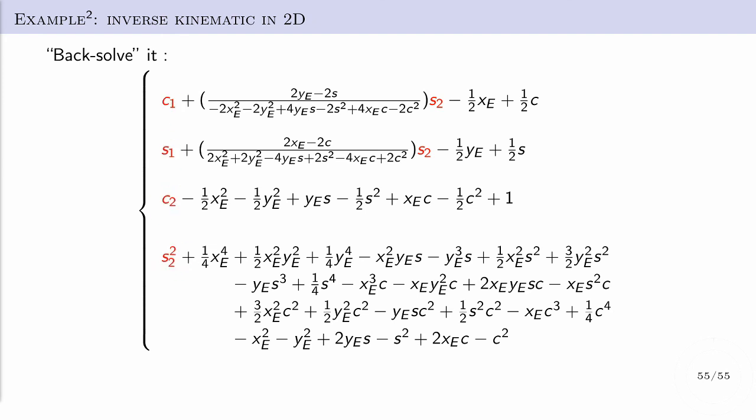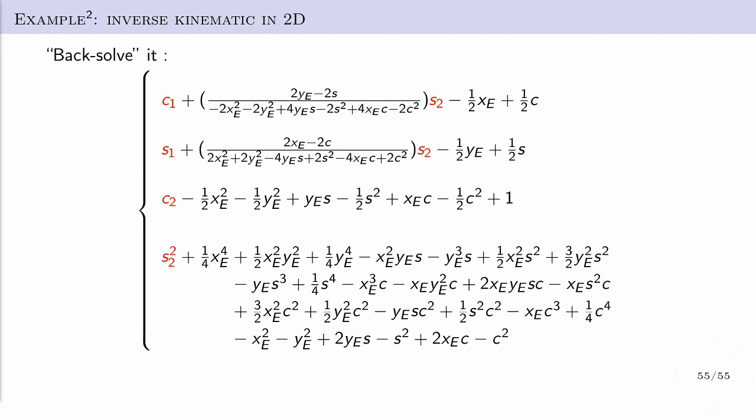S1, C1 are sine and cosine of phi 1. So all the remaining variables that appear here are just the parameters, are just xe and ye, which are the position of the effector, s and c, which are the sine and cosine of the expected angle psi. So these are the parameters which are fed to our kinematic system. So these are the position and the angle of the effector that we want. So as you can see, this system is basically solved.